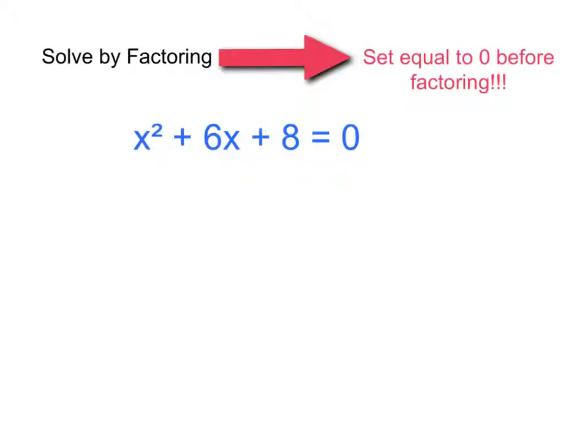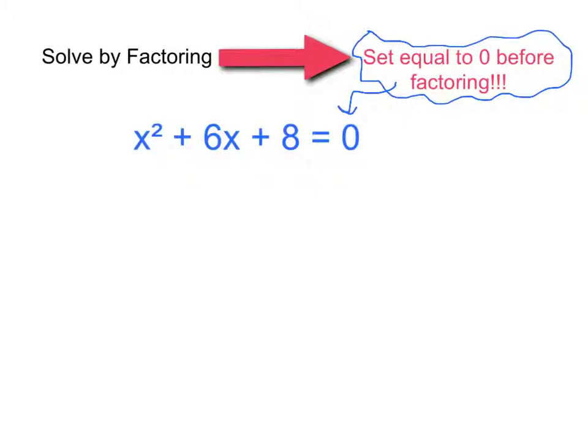Okay, we are now to the point where we can solve a quadratic by factoring. One quick note, before you can factor the trinomial, make sure that it is set equal to 0 before you start factoring. So, this first example, it's already set equal to 0, so you don't have to worry about that this time. But your first step is to simply factor that trinomial.